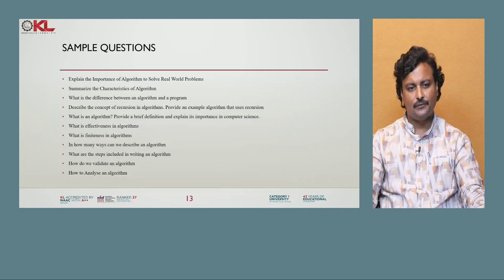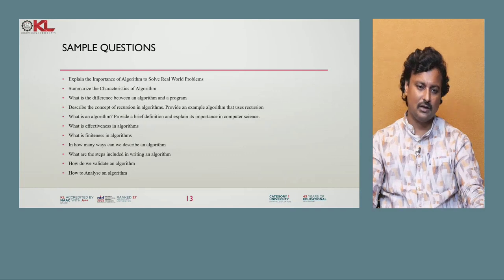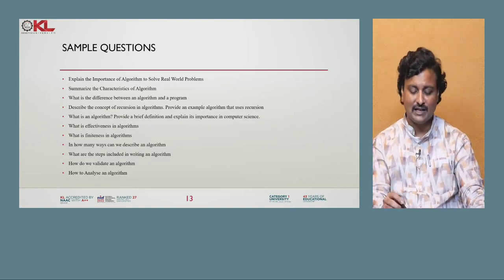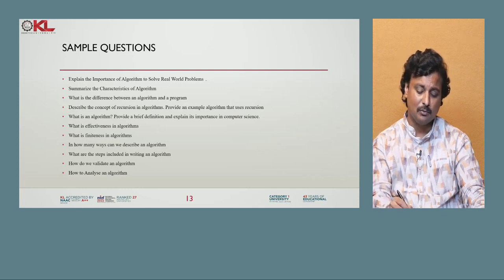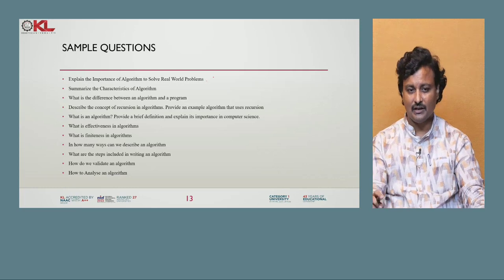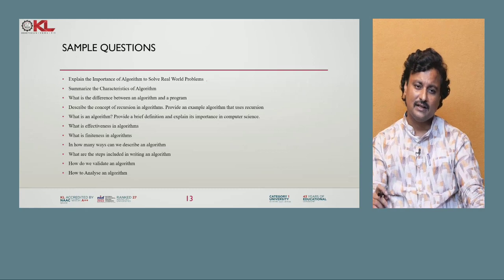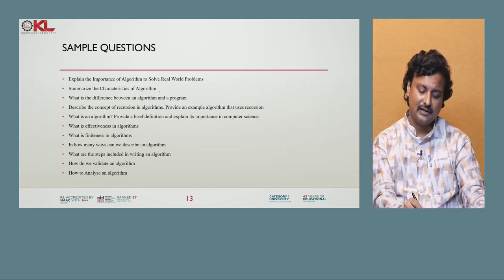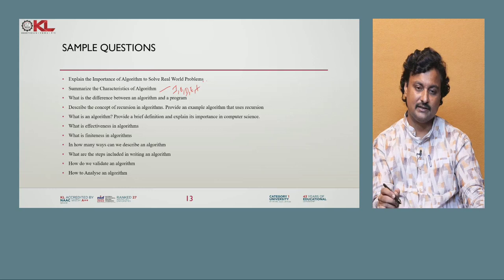So these are some sample questions from the same session. You need to work on these questions. If a particular question was asked as a short answer, medium answer, or an essay answer, you should practice how you solve the problems. So explain the importance of an algorithm to solve real world problems. Like the first example we discussed, characteristics of algorithm. So we have 5 different characteristics. What are they? Input, output, definiteness, effectiveness, and finiteness.